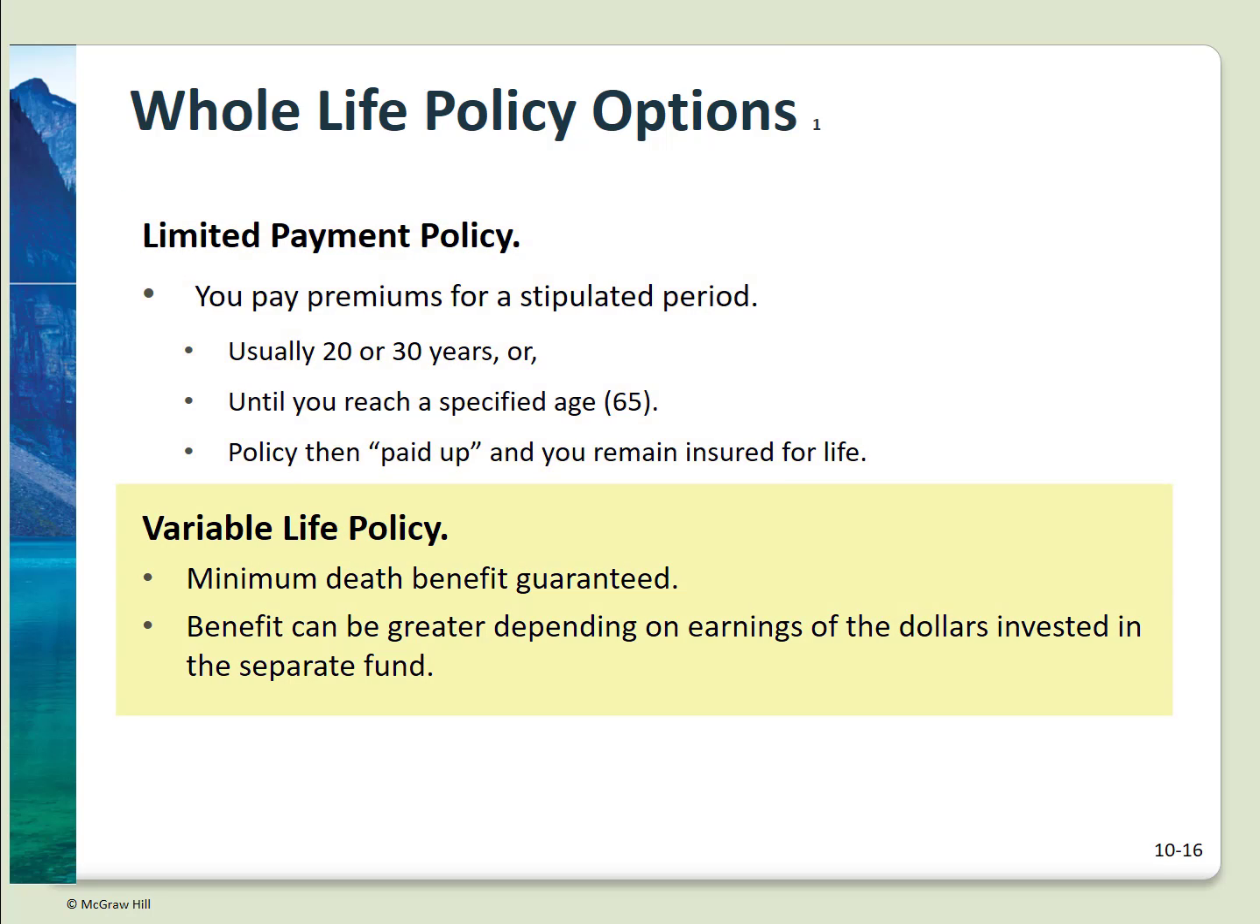With a variable life policy, your premiums are fixed, but part of that premium is invested. The death benefit is guaranteed, but the cash value varies with market value in the investment portion.